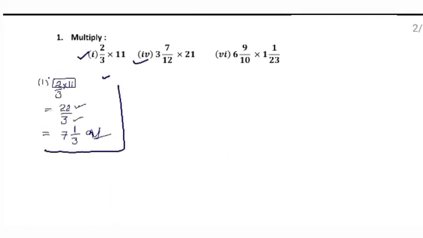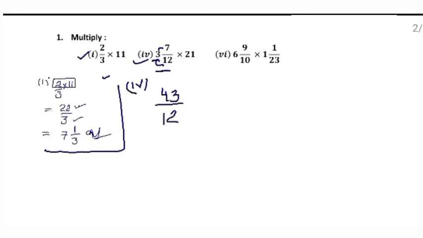Now let's do this fourth part. Here this first fraction is mixed fraction. So firstly you will change it into the improper fraction. How do you change? Multiply this denominator 12 by 3. 12 3s are 36. 36 plus 7 is 43. So write 43. Fourth part.